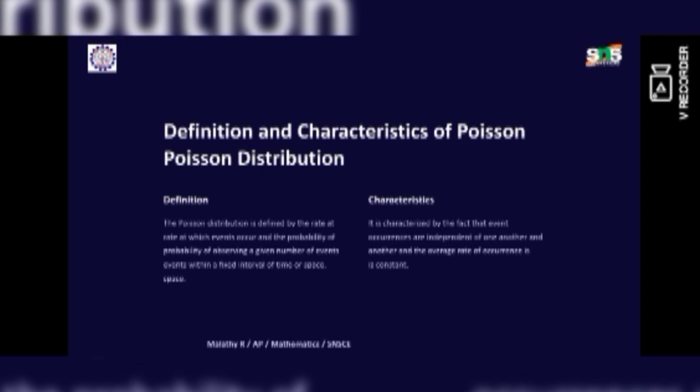Then the definition and characteristics of Poisson distribution: the Poisson distribution is defined by the rate at which events occur and the probability of observing a given number of events within a fixed interval of time or space. It is characterized by the fact that event occurrences are independent of one another and the average rate of occurrence is constant.